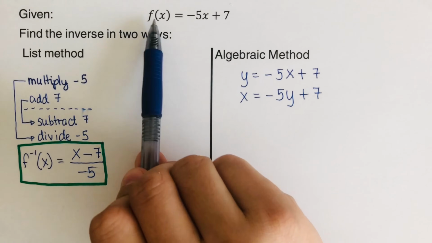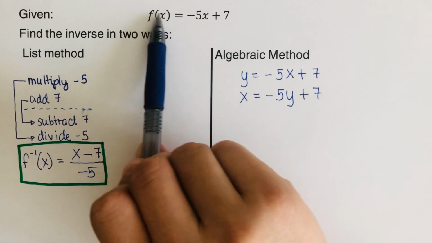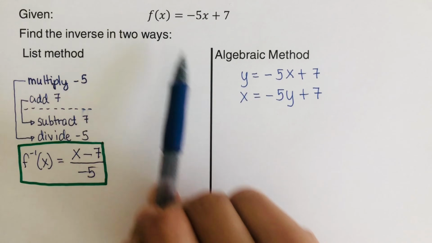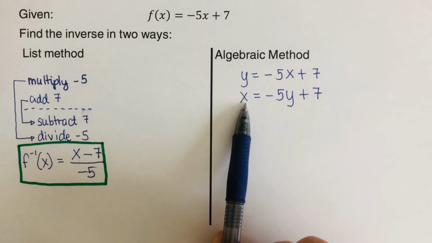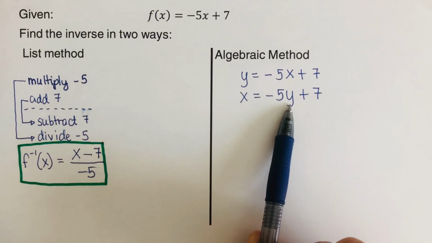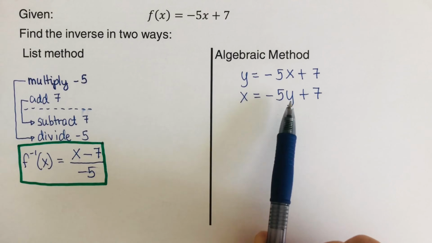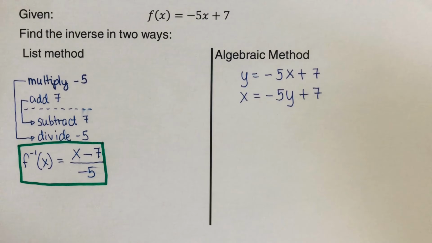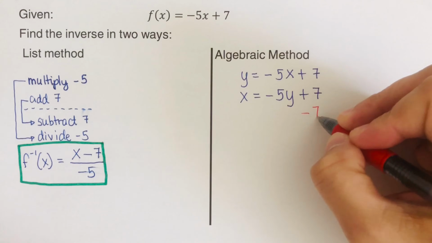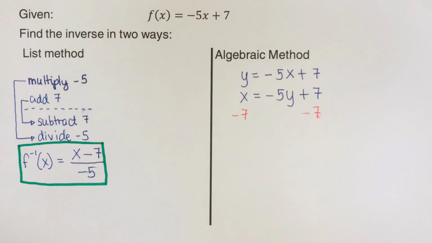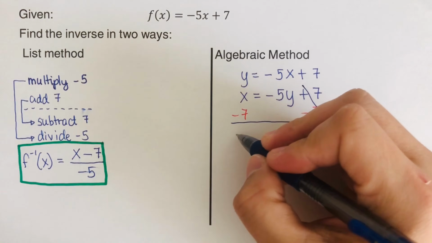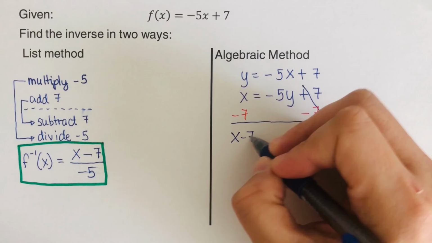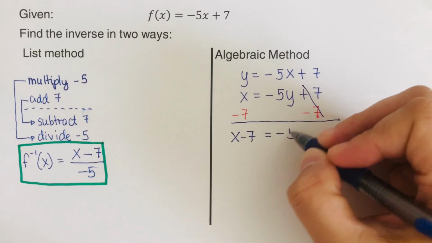Again, I did copy the original equation here. I changed the f of x to y. To get the inverse, I switched the y to x and I switched the x to y. And the next step is to solve for y by itself. So what I do is I subtract 7 from both sides, minus 7. So then this would come out, so I can cross this out. We are left with x minus 7 equals negative 5y.